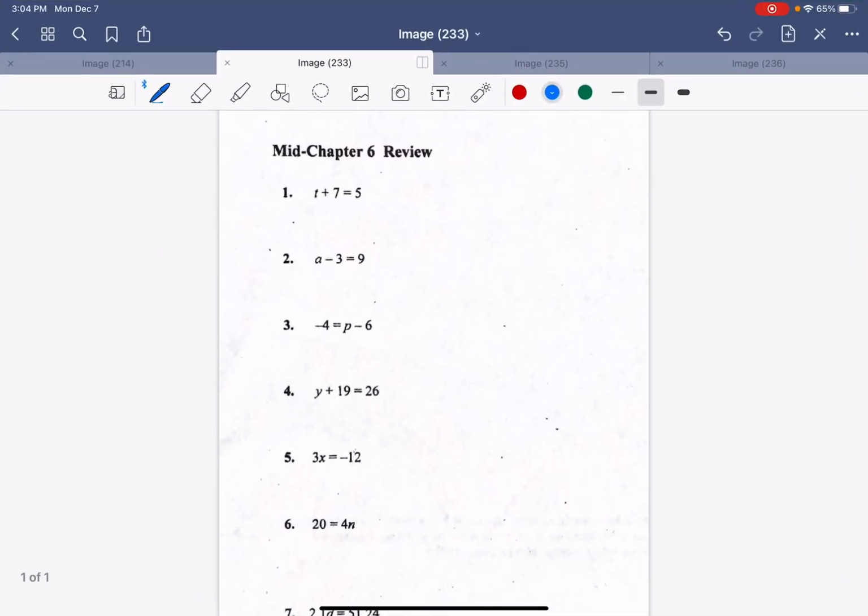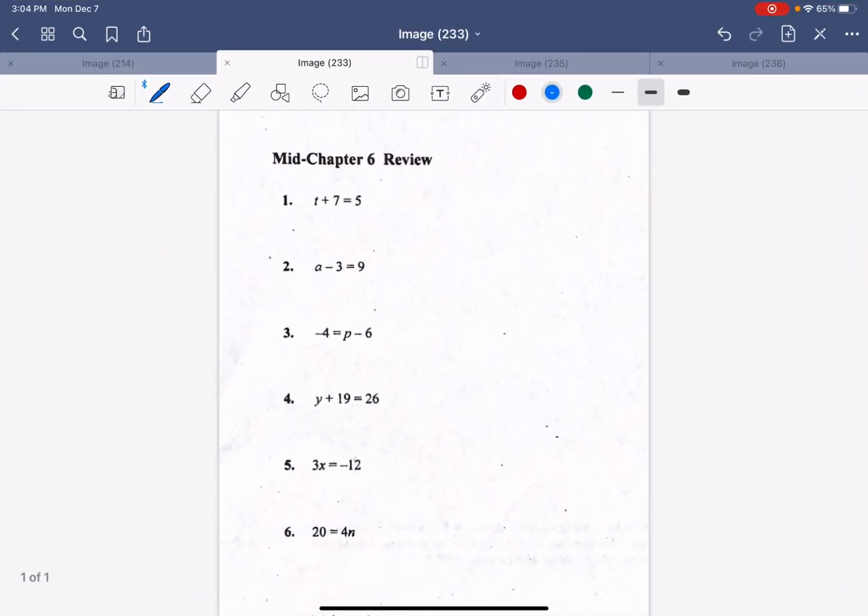Okay, hi, this is going over the Chapter 6 review, for if you're home, then you can go over this. So if you have any questions, then let me know. And this will help review for the test that we're going to have.